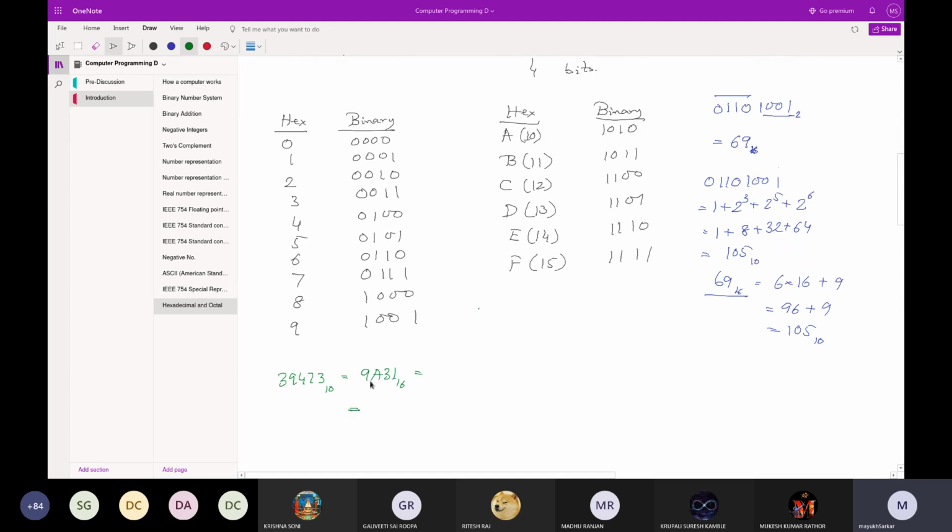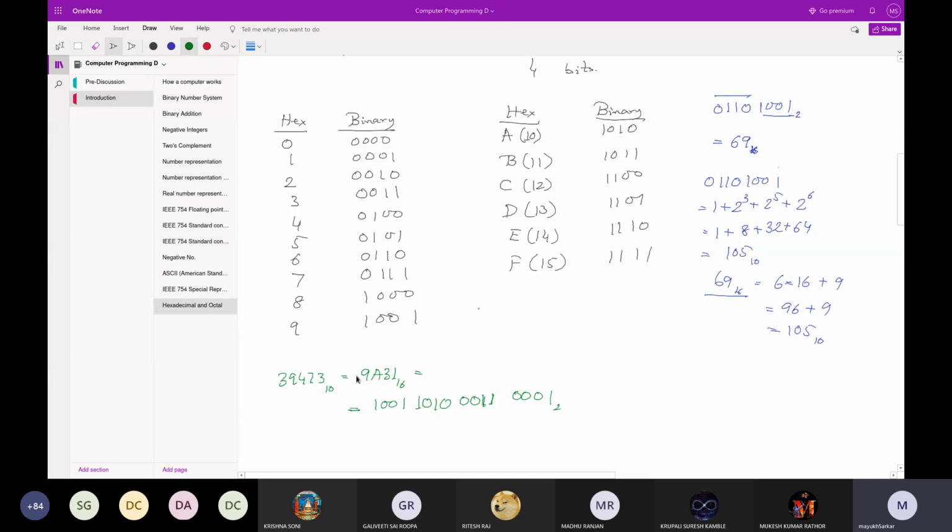Let me write the binary here. Now 9 means 1001. A means 1010. 3 means 0011. See, I am just converting each hexadecimal digit by a group of 4 bits, and 1 means 0001. This will be the binary conversion of this number.